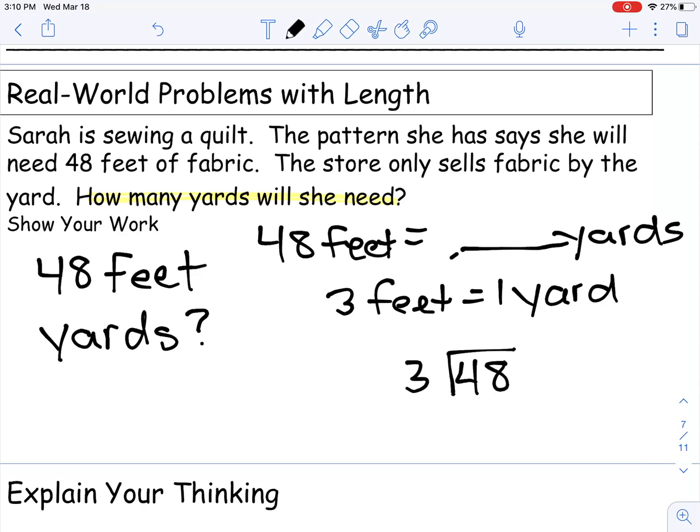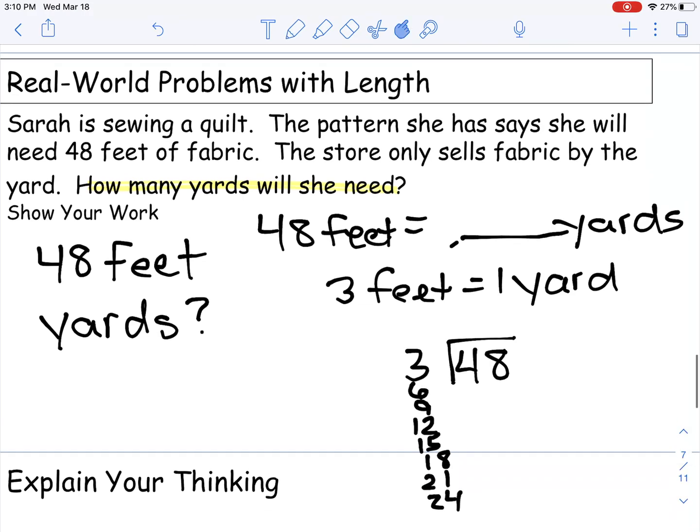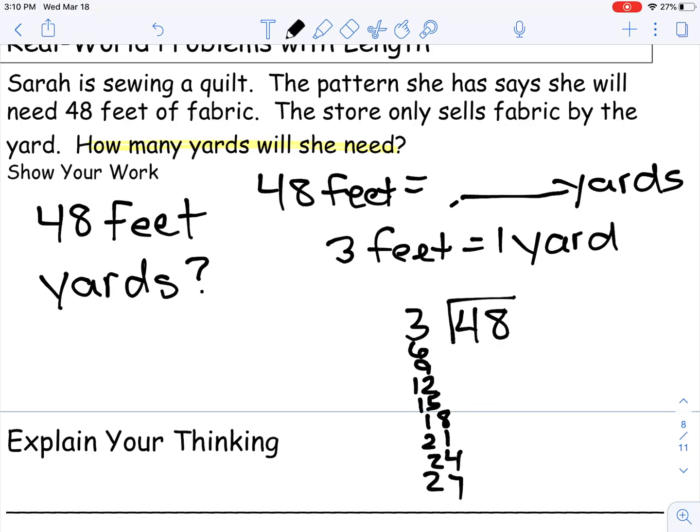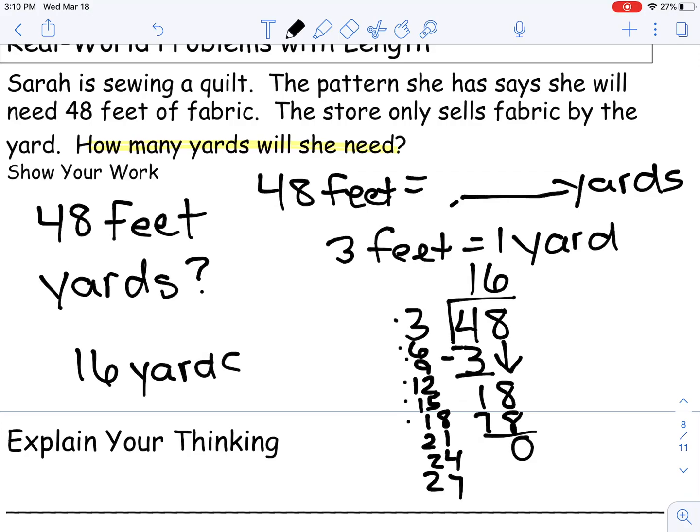48 divided by 3. Skip count strategy: 3, 6, 9, 12, 15, 18, 21, 24, and I need to scroll up a little bit, 27. If I have 4, I can get one group of 3. 1 times 3 is 3. Subtract, bring down. If I have 18, I can get 1, 2, 3, 4, 5, 6 groups of 3. 6 times 3 is 18. Subtract, nothing to bring down, so she needs 16 yards of fabric.